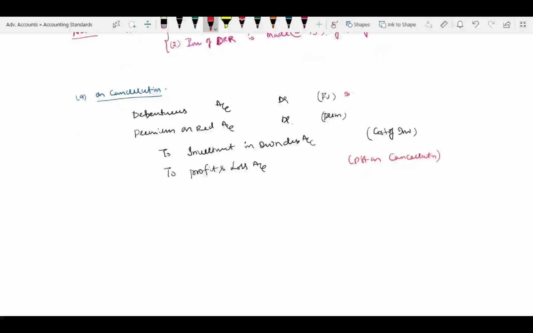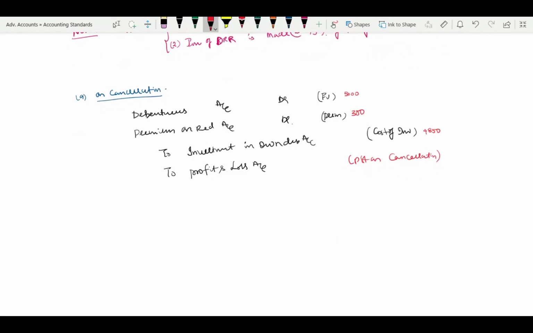Suppose the face value of debentures is 5,000 and you could purchase for 4,850. Whatever premium you paid, suppose you paid 300 rupees extra, that premium will go to P&L separately. Don't mind that.